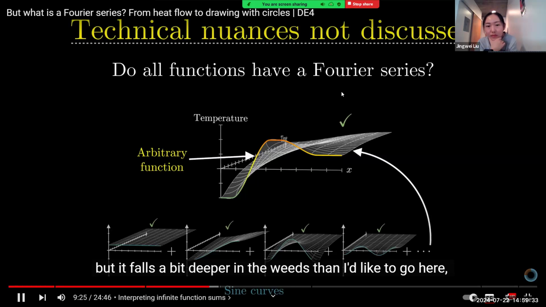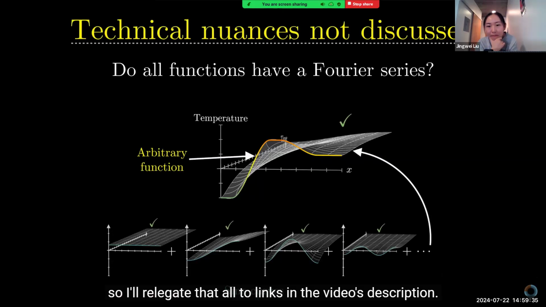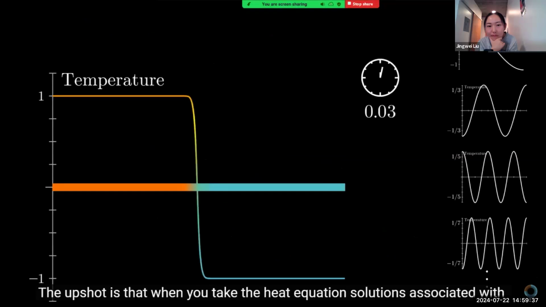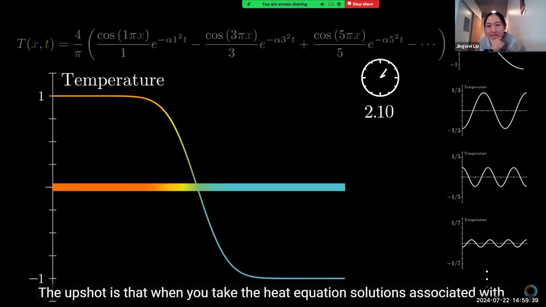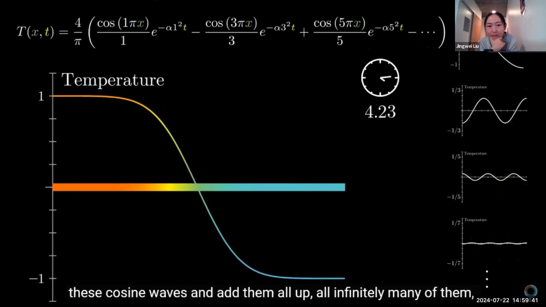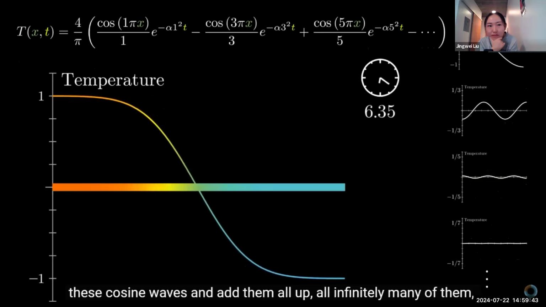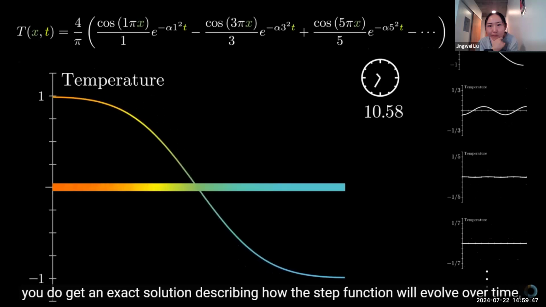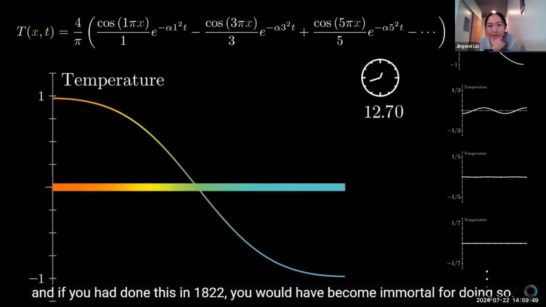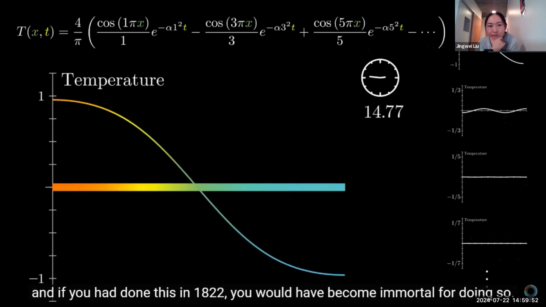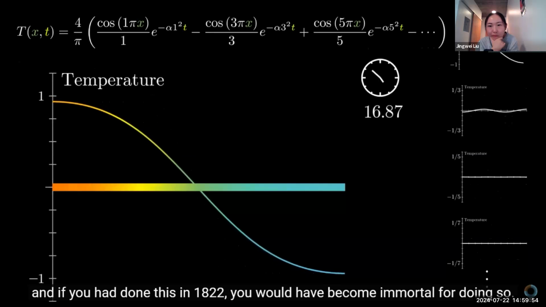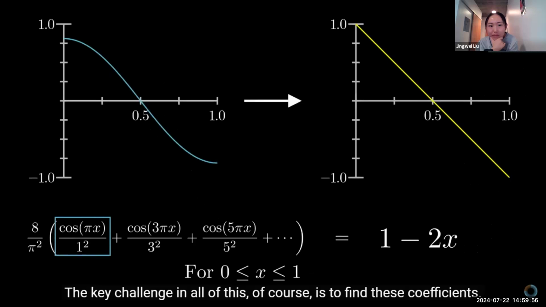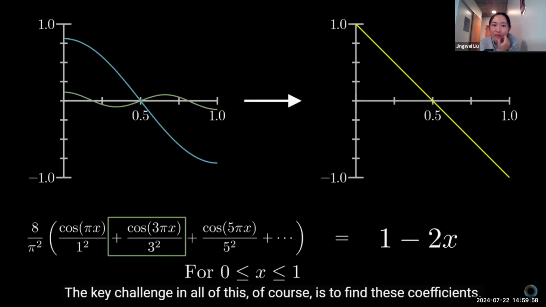Weeds than I'd like to go here, so I'll relegate that all to links in the video's description. The upshot is that when you take the heat equation solutions associated with these cosine waves, and you add them all up, all infinitely many of them, you do get an exact solution describing how the step function will evolve over time. And if you had done this in 1822, you would have become immortal for doing so. The key challenge in all of this, of course, is to find these coefficients.